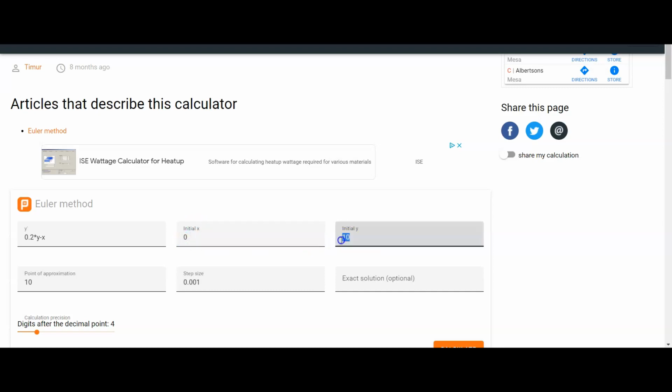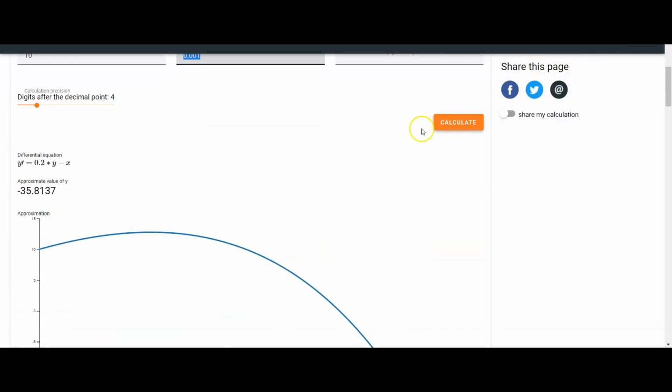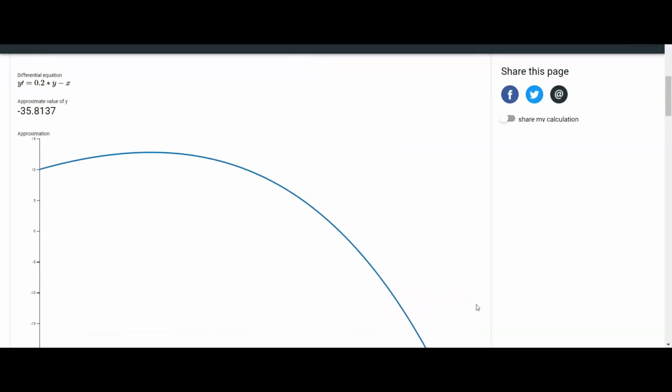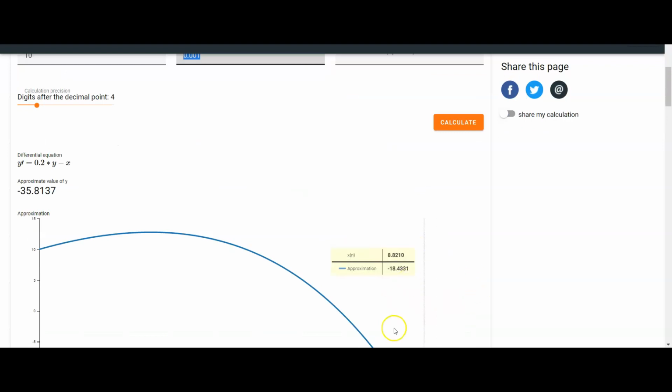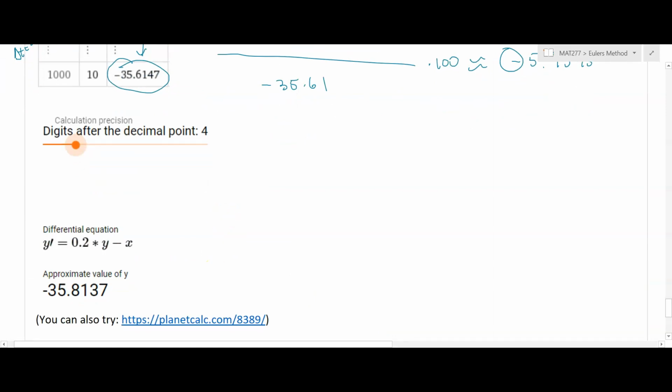Initial time is 0, initial y is 10. Point of approximation, this is what value of time we want it to compute up until. This is the step size, and then if you know the exact solution, you can type it in here. But we just go ahead and calculate, and it gives me an estimated y at time 10 of negative 35 point something. So here we go, right there. Time 10, about negative 35.881.